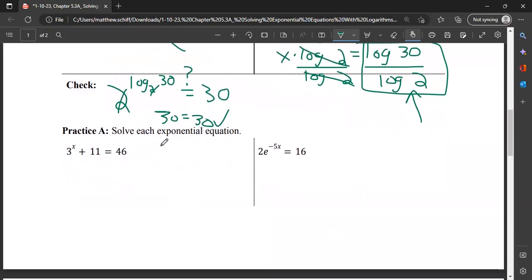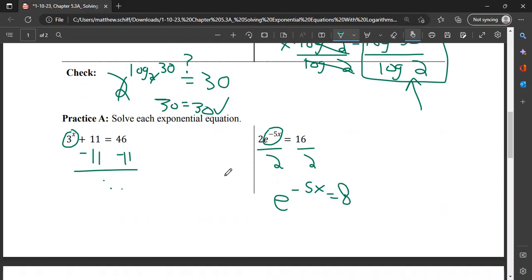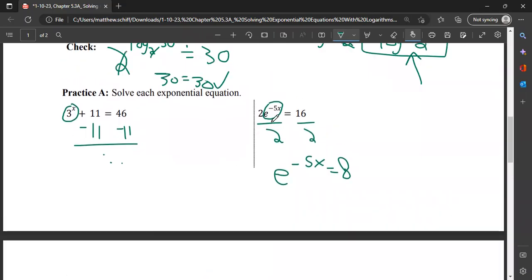So in practice A, you get used to solving exponential equations with logarithms. I won't do these for you, but I will quickly mention that you need to make sure the exponential term is isolated, meaning no coefficient in front other than 1, and you have to undo any adding or subtracting. So over here, your first step would be to take away 11 on both sides, and you do the rest. Over here, divide both sides by 2. And now you convert to log form or take, in this case, the natural log of both sides. So you have to make sure your exponential term is isolated before you apply logarithms.